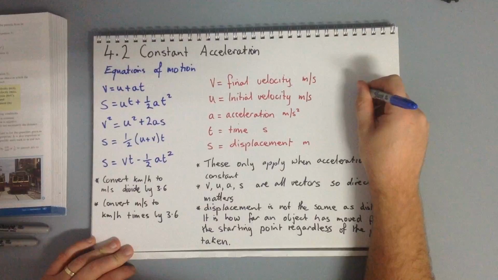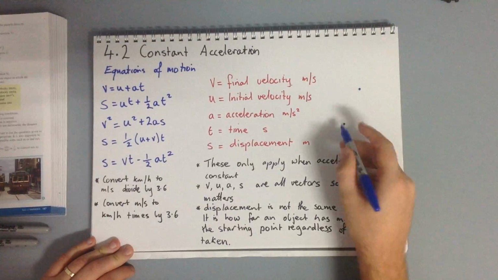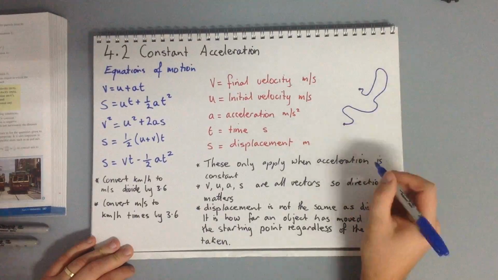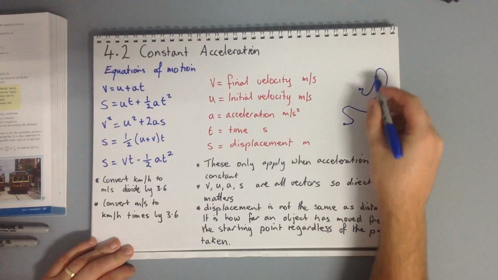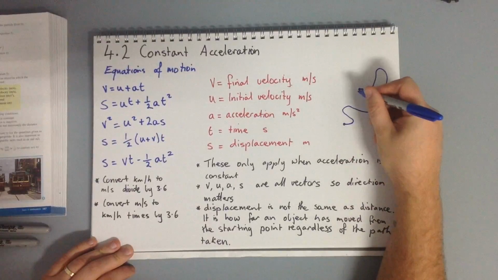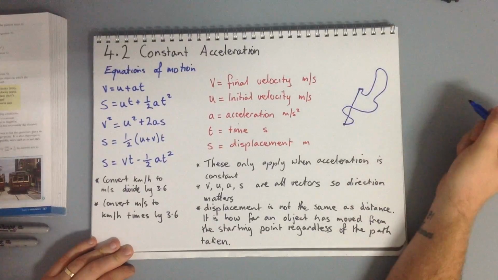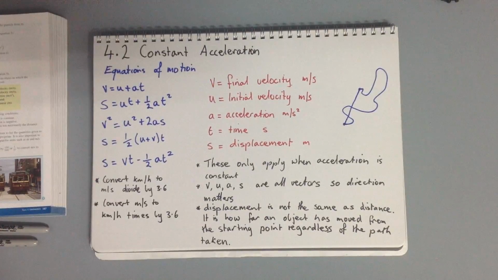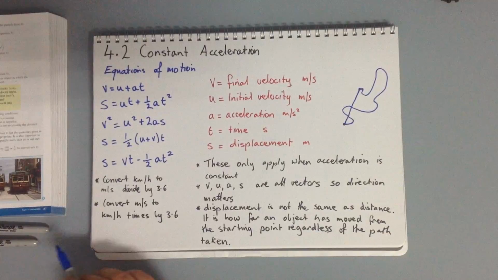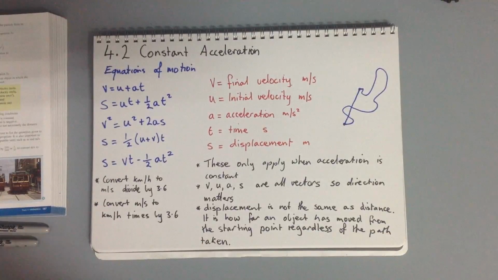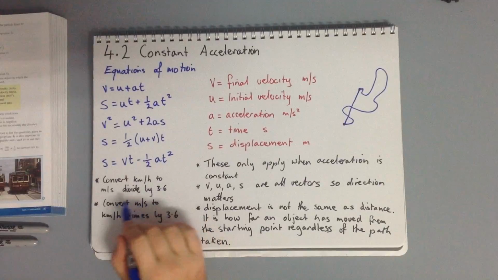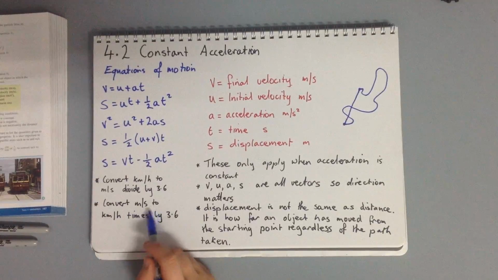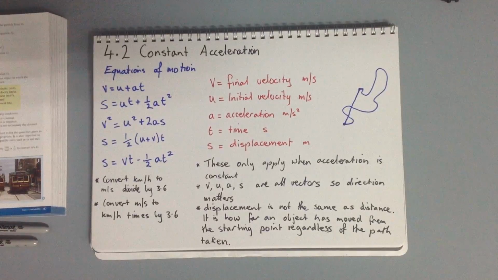So for example, if I'm starting here, and I go over there, following this line would give my distance. My displacement is that, directly straight line, as the crow flies, if you like, as the saying goes. Also, to convert kilometres an hour to metres per second, we need to divide by 3.6, and to convert metres per second to kilometres per hour, we times by 3.6.